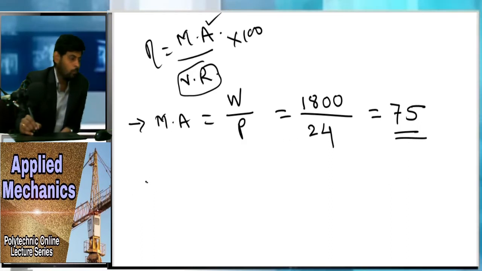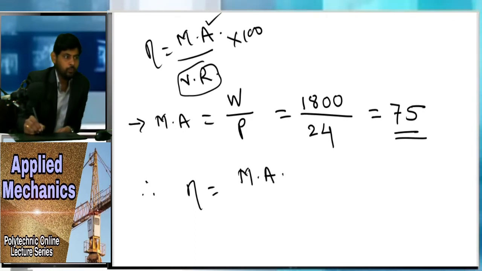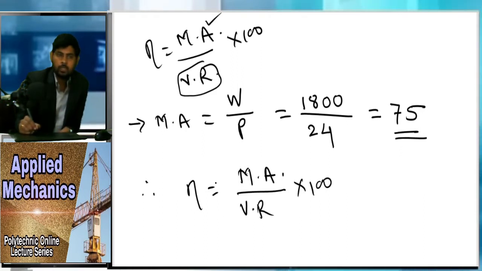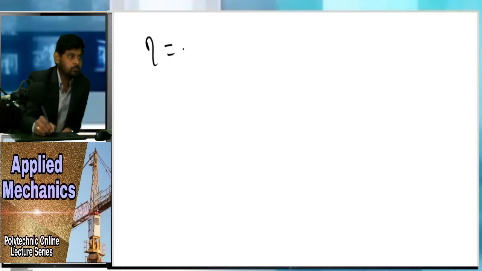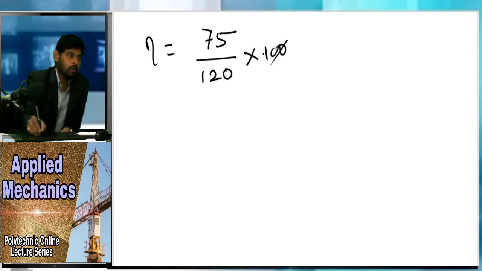Now what you have to do, then therefore you have to find out the efficiency. So for efficiency we know the formula, that is mechanical advantage divided by velocity ratio into 100, right? So put the value of mechanical advantage here, put the value of velocity ratio here, and find out the efficiency. So now we can put the values here. Mechanical advantage is nothing but the 75, velocity ratio is nothing but the 120 multiplied by 100. So 0 0 will get cancelled.